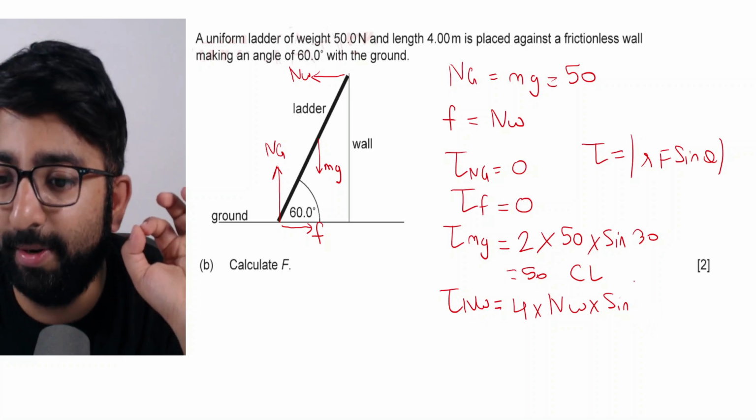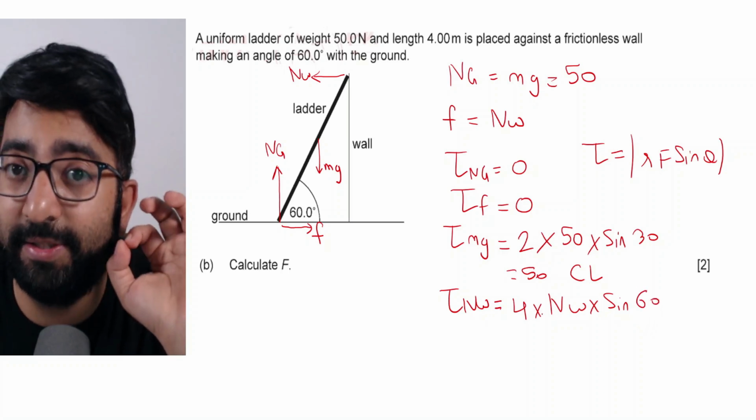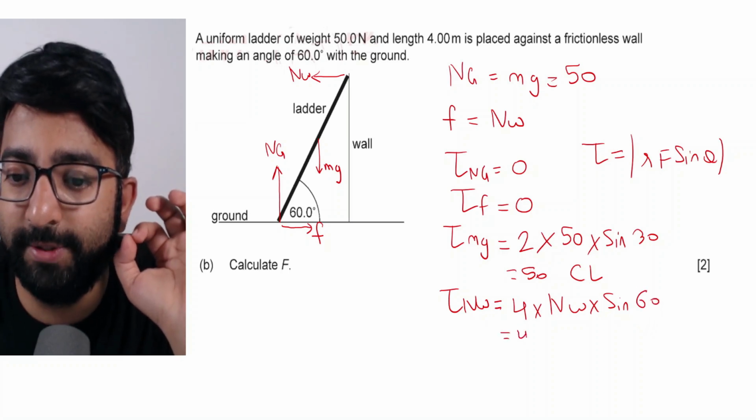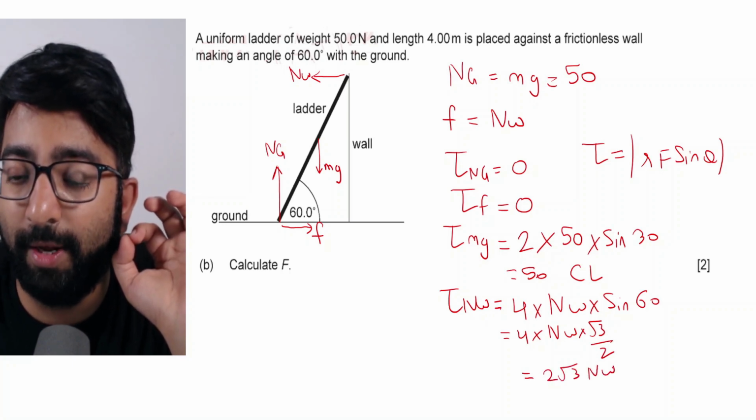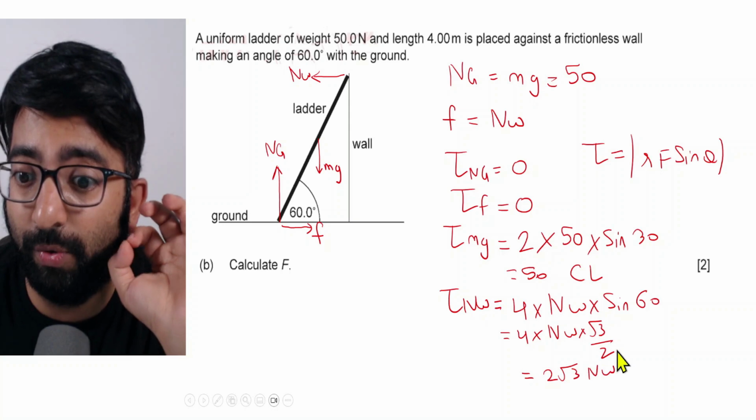which we will put here. So let's write down sine 60. Sine 60 is root 3 by 2. So if we simplify, we'll get 4 into NW into root 3 by 2, which when simplified gets us 2 root 3 times NW. This is only the magnitude.